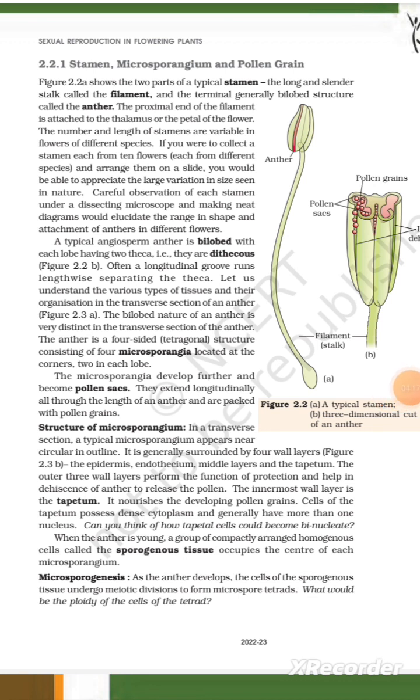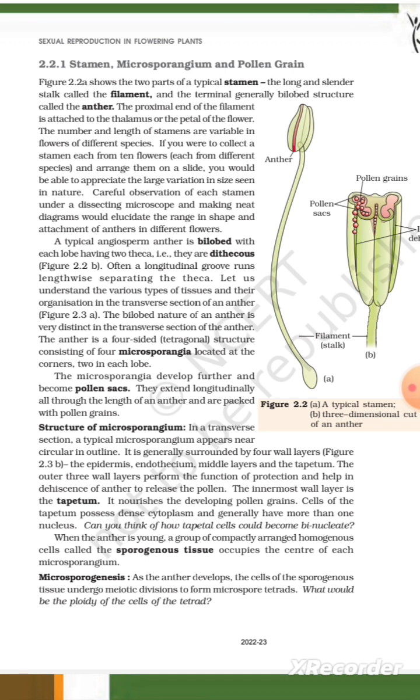Structure of microsporangium. In a transverse section, a typical microsporangium appears near circular in outline. It is generally surrounded by 4 wall layers. Figure 2.3b. The epidermis, endothecium, middle layers, and tapetum. The outer 3 wall layers perform the function of protection and help in dehiscence of the anther to release the pollen. The innermost wall layer is the tapetum. It nourishes the developing pollen grains. Cells of the tapetum possess dense cytoplasm and generally have more than one nucleus.